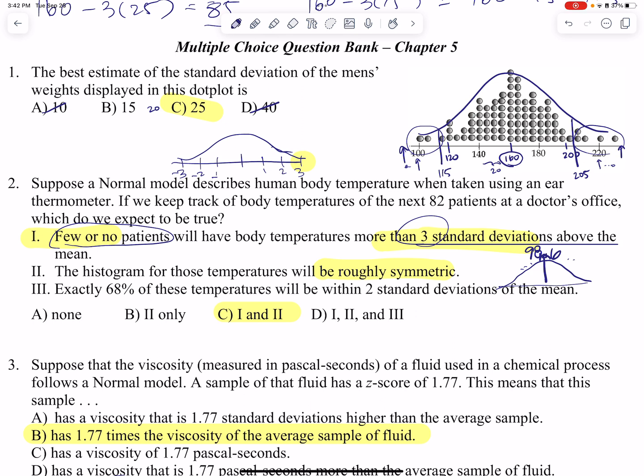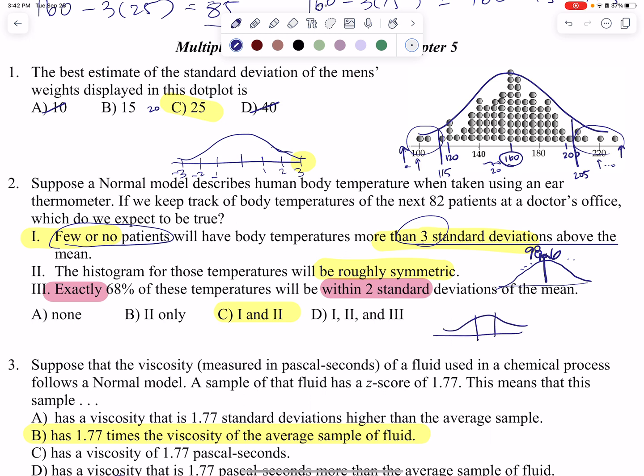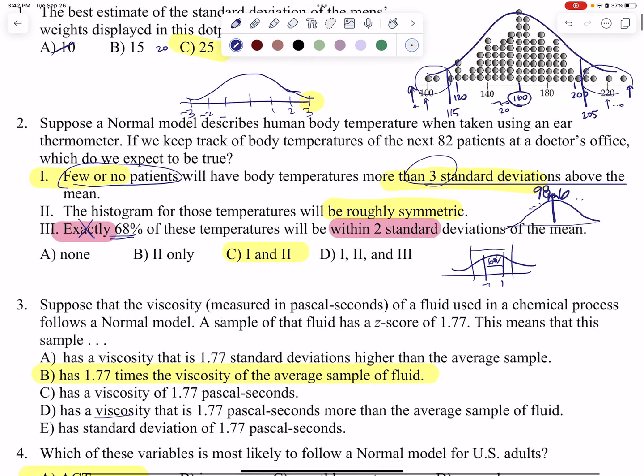Here's the problem with this one. Exactly, I'm going to make it red because it's bad. The word exactly is the bad part. 68% will be within 2 standard deviations of the mean, and that's the other part. Because this would be within 1 standard deviation, because remember my curve is 68% at 1 standard deviation, 95% at the second, and 99.7% at the third. And the other problem is that it's rarely exactly, and it's not expected to be exactly. So you could have it approximately.